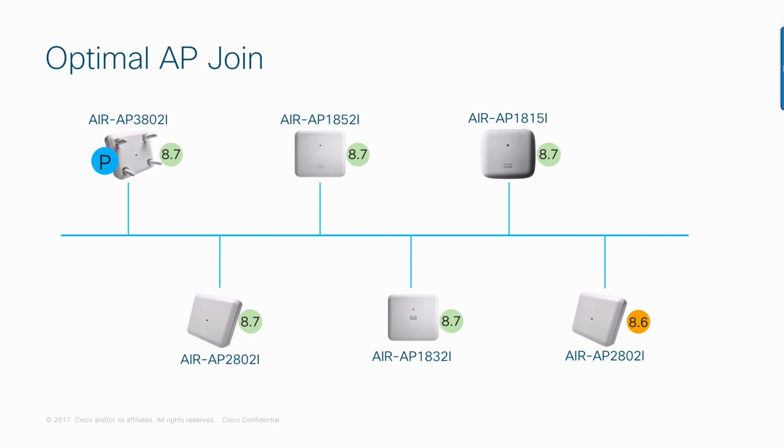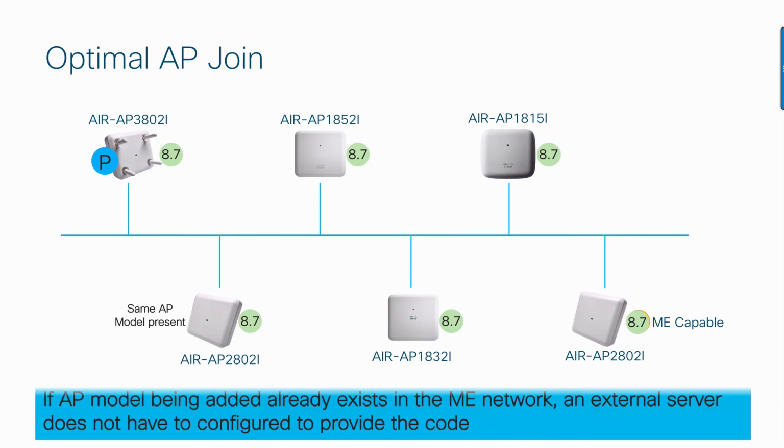But starting at 8.7 with the optimal AP join, what's going to happen is, because there is another 2800 present in the network, the 2800 is going to send the 8.7 code to this AP, and after it receives the code, it will go through a reboot, and after it comes back up, it will run the ME code and will join the network.